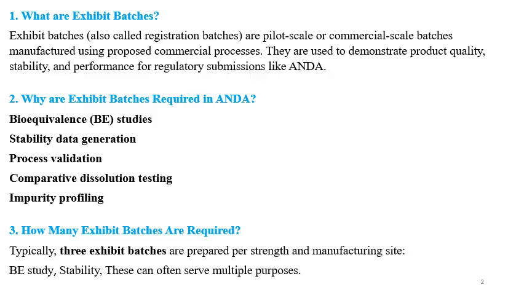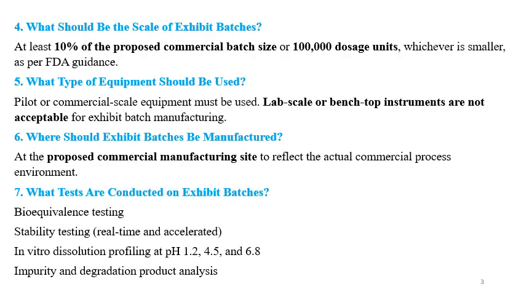How many exhibit batches are required? Minimum 3 batches are required for each strength, and for these exhibit batches, the BE studies and stability studies are performed. What should be the scale of exhibit batches? The minimum scale is the batch size on which the applicant can validate the critical process parameters. At least 10% of the proposed commercial batch size or 1 lakh dosage units, whichever is smaller as per the FDA guidance, or whichever is the larger, you can say.